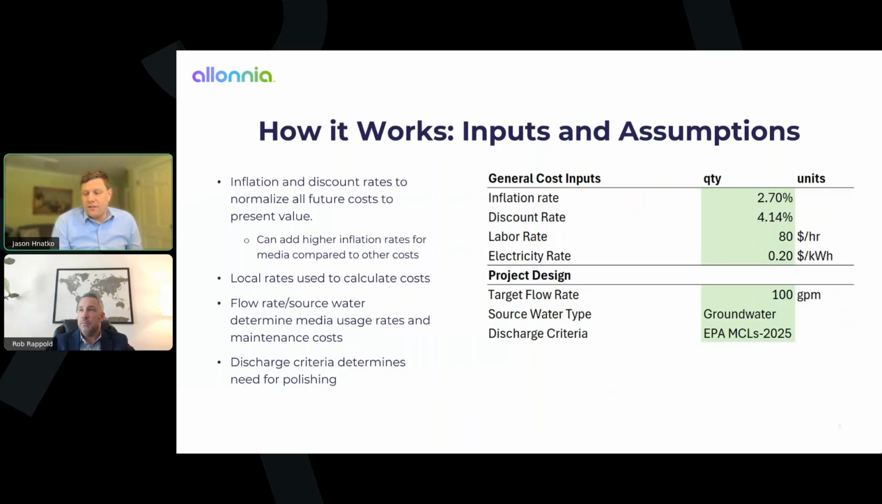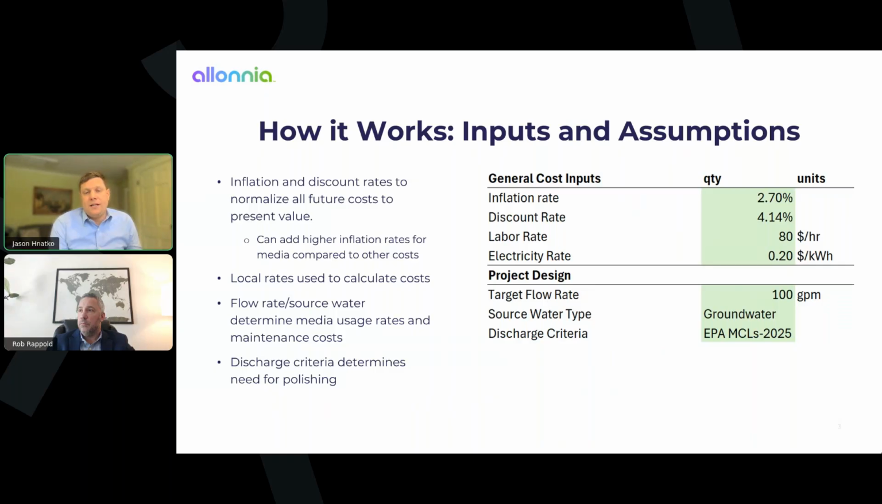So to get started, the first thing you'll see is we have some places to enter different information. So we'll go through some of the inputs and how those assumptions come into the ultimate cost calculator. The first two are pretty easy. We have inflation rates and discount rates. Whenever we look at our cost comparison, we're looking at it over time and we're normalizing all our future costs to present value. So that's done with the inflation rate and the discount rate.